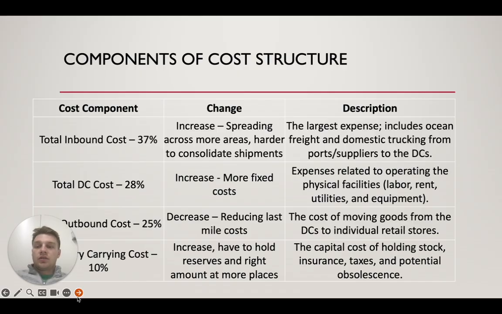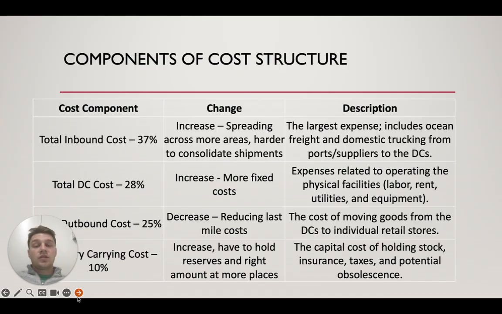The next is total distribution center cost. This is 28%. This is the second biggest, so this will also increase as you add more distribution centers. Notably, there's going to be more fixed cost. I think there's going to be more overhead, more labor required, more instances like that you're going to have to be spending across not just 10 warehouses, but now 15 or 20 or however many they choose to add.